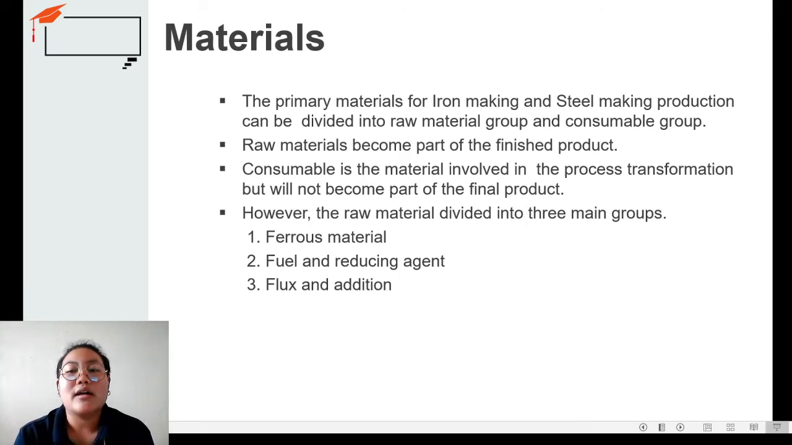The primary materials for iron making and steel making production can be divided into a raw material group and a consumable group. Raw material becomes part of a finished product, but a consumable is a material involved in the process transformation that will not become part of the final product. The raw material is divided into three main groups: 1. Ferrous material. 2. Fuel and reducing agent. And 3. Flux and addition.